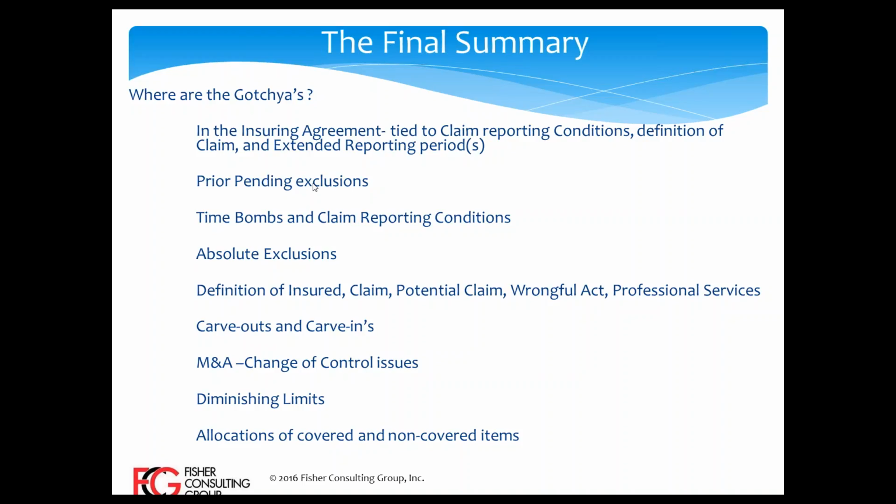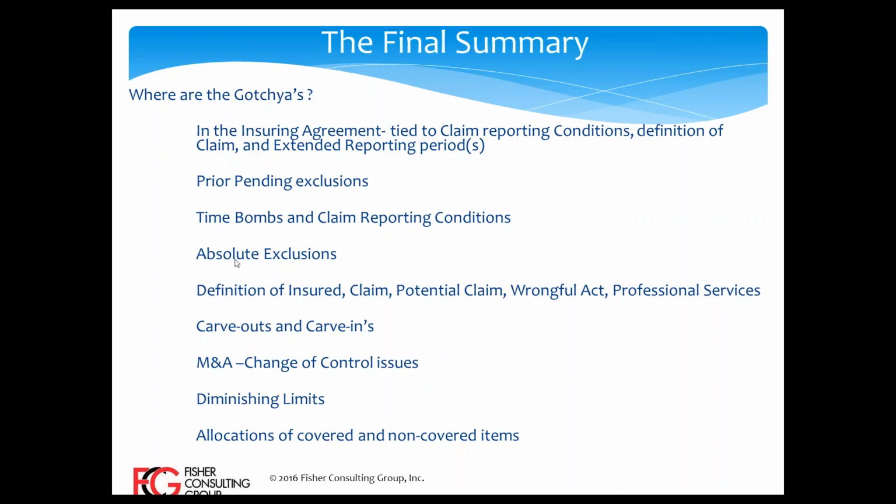The problem with a prior and pending exclusion at inception is that a lawsuit may be filed against the insured 3 weeks ago. The insured has not been served. The insured knows nothing about it. Policy renews today, and then the insured is served with that lawsuit 2 weeks from now. Under a prior and pending exclusion, they are not covered. Time bombs can exist with respect to the claim reporting conditions. So even though it's supposed to be a claims made and reported policy, there may be a time bomb that says you only got 30 days to report a claim once you know about it.